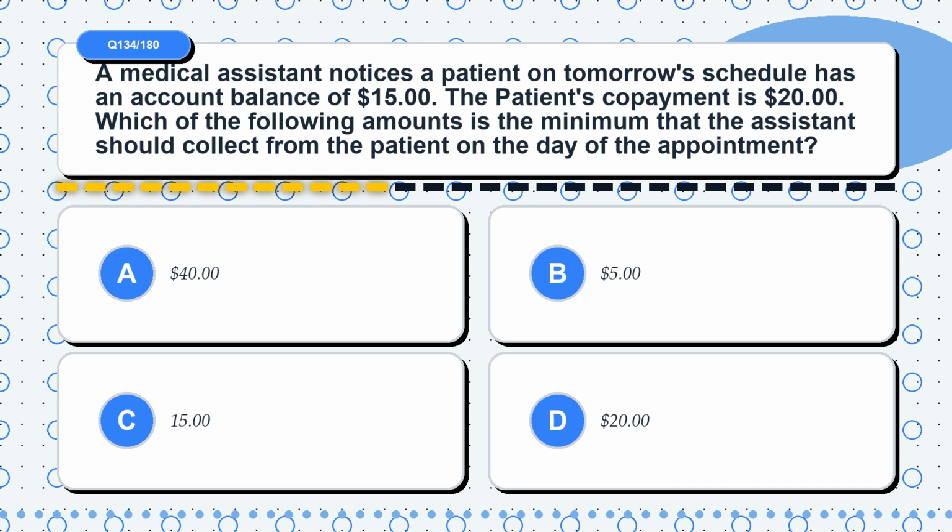Option A, $40.00. Option B, $5.00. Option C, $15.00. Option D, $20.00.